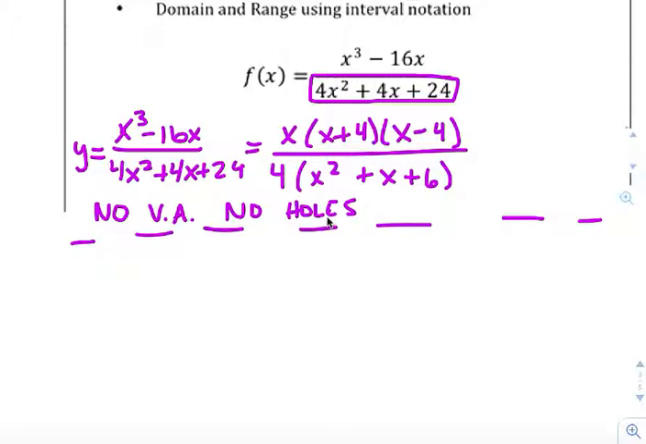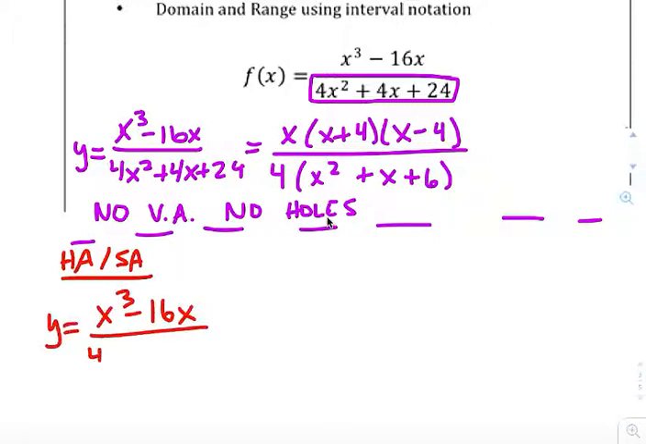So now let's move on to horizontal asymptotes or slant asymptotes. If we look at our function in its full form again, I'm going to rewrite it: x cubed minus 16x over 4x squared plus 4x plus 24. We'll see right away that we're not going to have a vertical asymptote at 0, nor are we going to have one that's a ratio of our leading coefficients, because we can notice that the degree of the leading term on the bottom is actually smaller than the top.